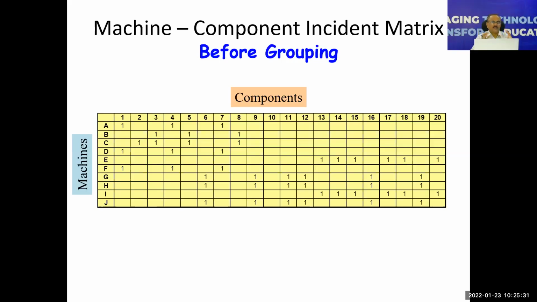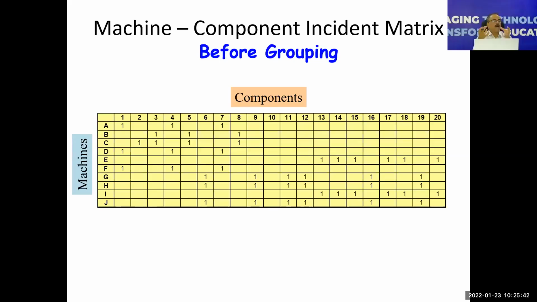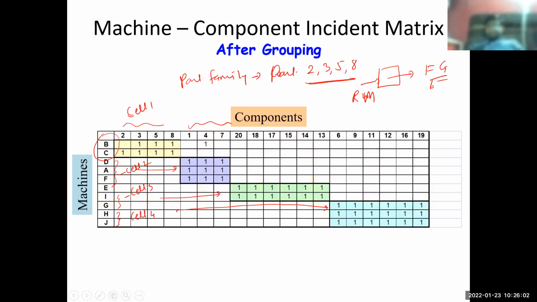Now, what will be the characteristics in this case? The similarity of characteristics will be in terms of the requirement of the machines. Which machines are required by a particular group of components, so that those components can be grouped as a part family, and whatever machines are required to process these components can be brought together so that we can form one cell. So this is the formation of the cell.